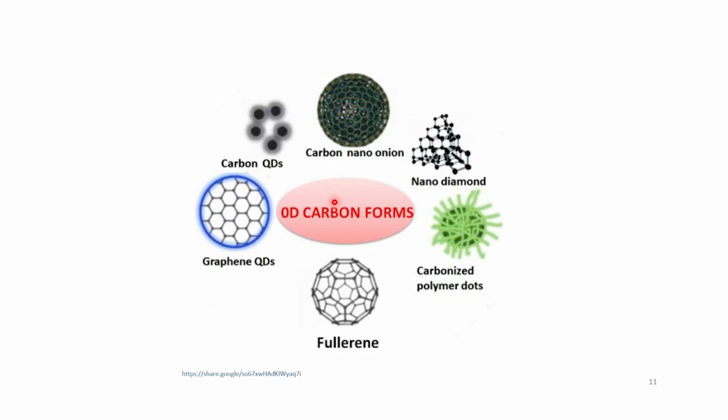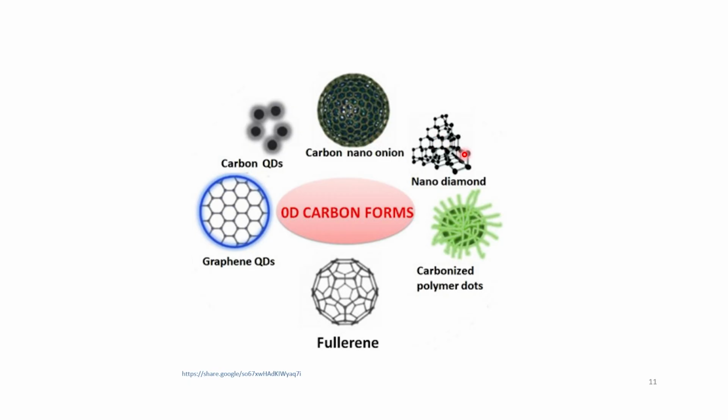These are the zero dimensional carbon forms. So your zero dimensional nanomaterials, here the starting material is carbon. You are making carbon-carbon bonds and creating zero dimensional carbon forms. These are the carbon quantum dots, which are zero dimensional. Then there can be carbon nano onion. It looks like this. Then there can be a nanodiamond, that's also a carbon compound.